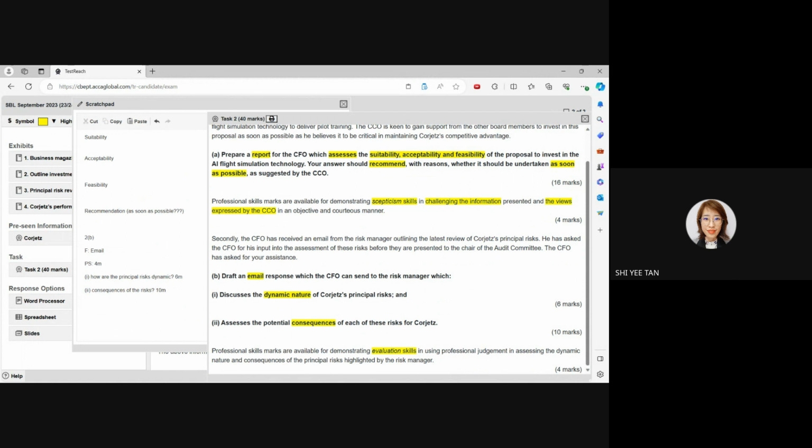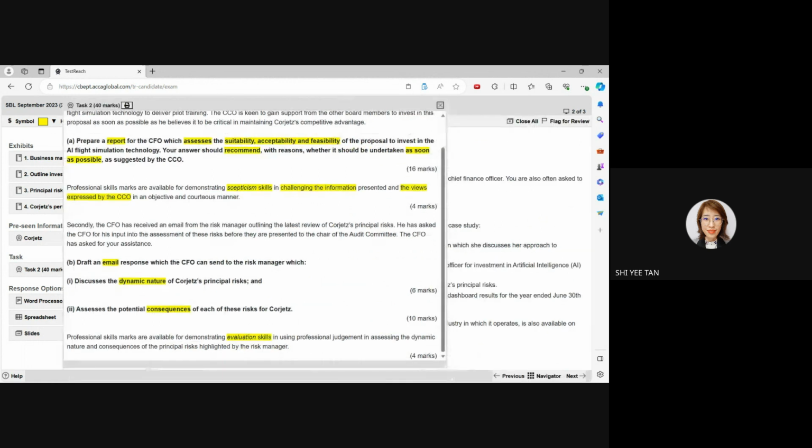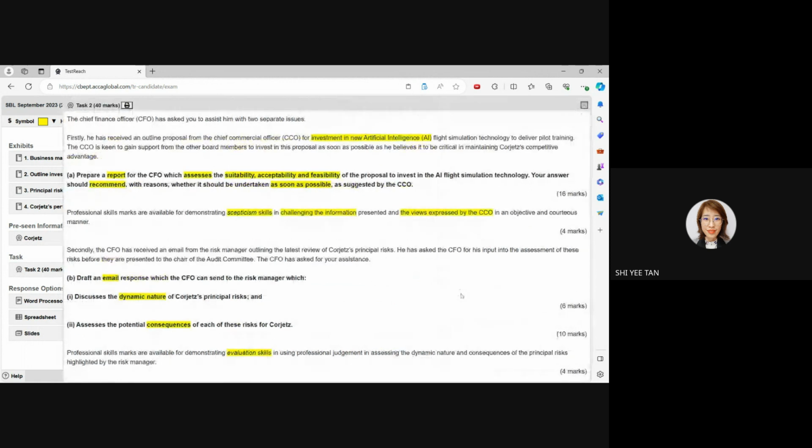Okay, so that's task number 2. Print screen. Let's print screen.